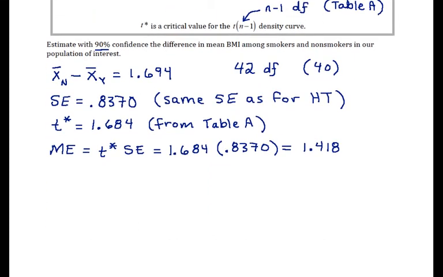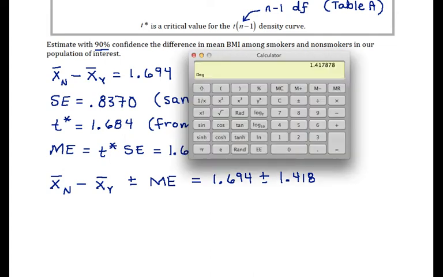And now my confidence interval is my sample statistic, which is x bar non-smokers minus x bar smokers, plus or minus my margin of error, which is going to be 1.694 plus or minus 1.418. I'll go ahead and subtract to get the lower bound and add to get the upper bound. I'm going to use my memory buttons for this.